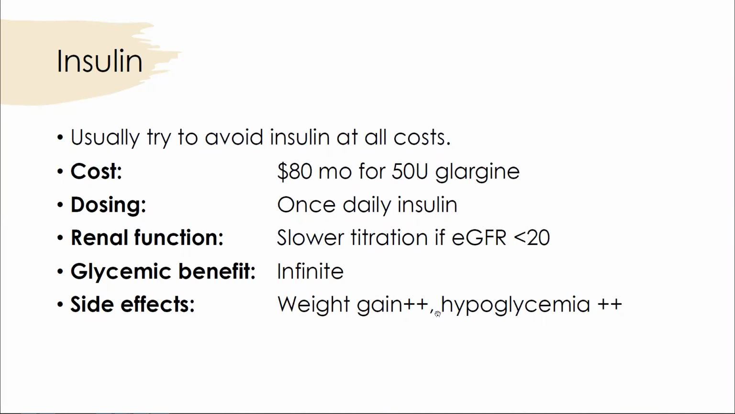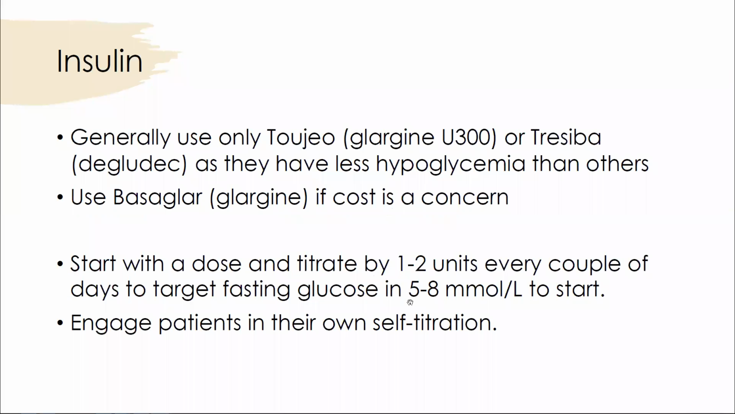Glycemic benefits infinite. I can turn any sugar into any other sugar using insulin. So if someone's A1C is 20%, it can come down to 7. We just need to find the right doses. So there is no limit to how strong or weak insulin can be. The side effects, definitely weight gain, definitely hypoglycemia. Weight gain is a big problem because as people gain weight, they need more insulin, and as they need more insulin, they gain more weight. So this is a cycle that happens quite a bit.